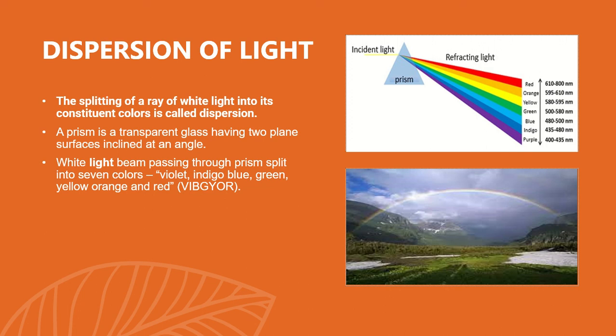An example of the dispersion of light is the formation of a rainbow, as you can observe in the second image. The bubbles formed from soap powder are also an example of dispersion of light. You can observe the 7 colors in the bubble.